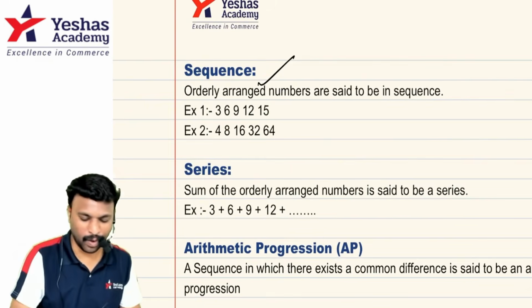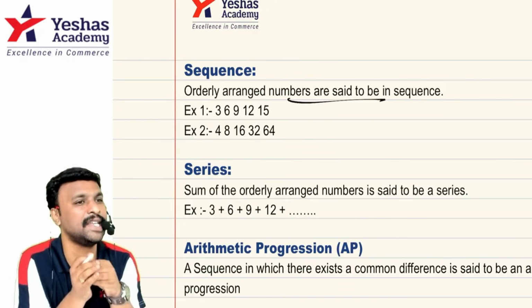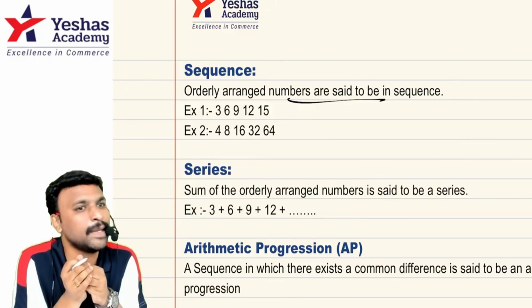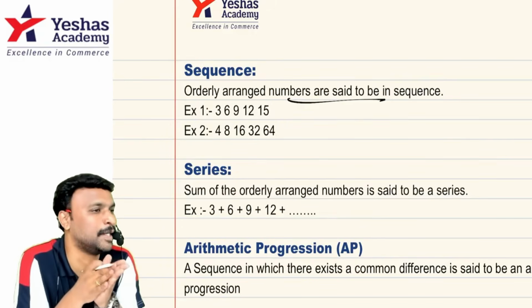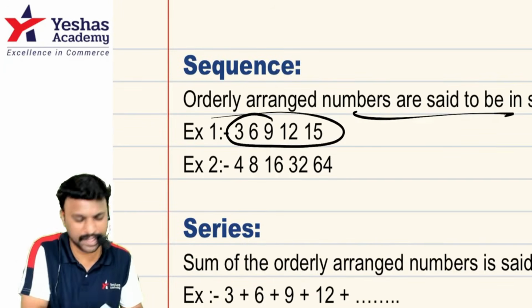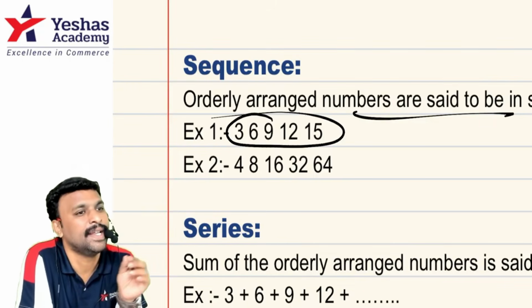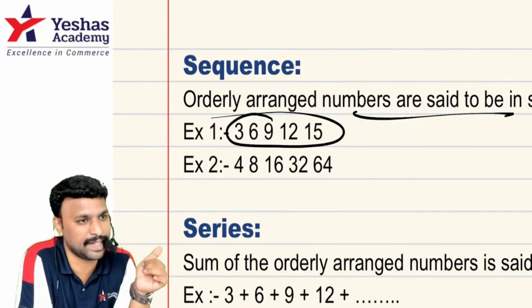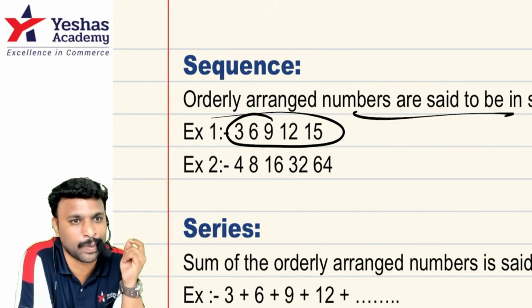So first of all, what is a sequence? Sequence is orderly arranged numbers. When you arrange the numbers in an order, such numbers are said to be in a sequence. What is the order in which these numbers are arranged? Where you see a common difference. What's the common difference? 3 plus 3 plus 3 plus 3 and so on.